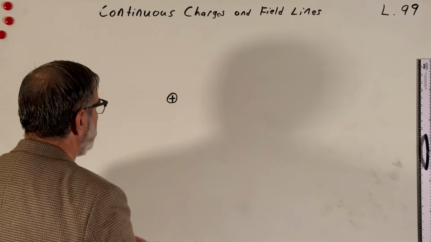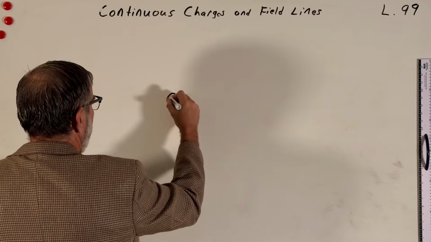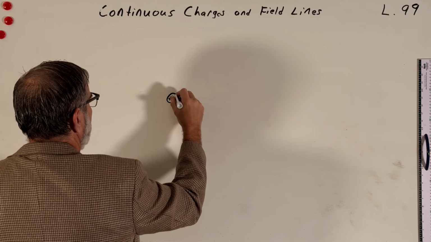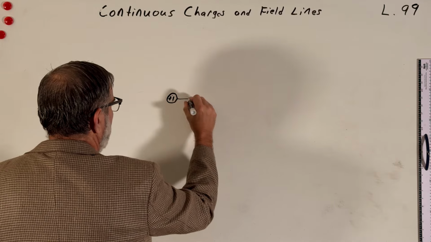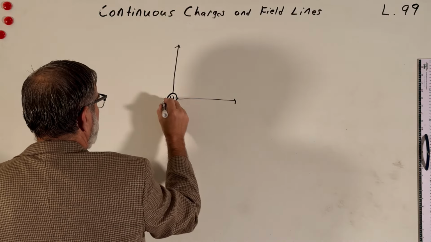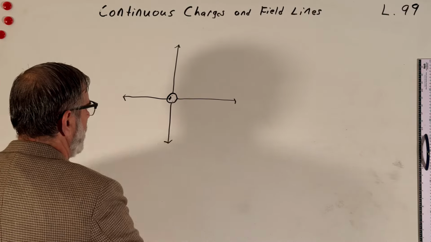So here's just a simple positive charge, okay? And I'll say that this is a charge of, let me write it as +1, okay? Since it's positive, field lines will leave from this, okay? So I'm going to choose to represent this with 4 field lines. Now I want to double the charge. I'm going to make it +2.